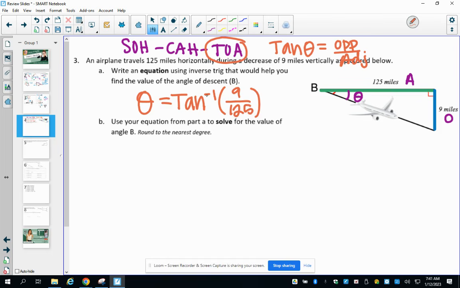So when you're looking for an angle, remember that's the inverse tan. Now use your equation to solve for the value of the variable. So you'll type this into your calculator. You'll do the inverse tan of 9 divided by 125, making sure that your calculator is in degree mode. And it wants the nearest degree. So this was like 4.11. So to the nearest degree, that's 4 degrees.